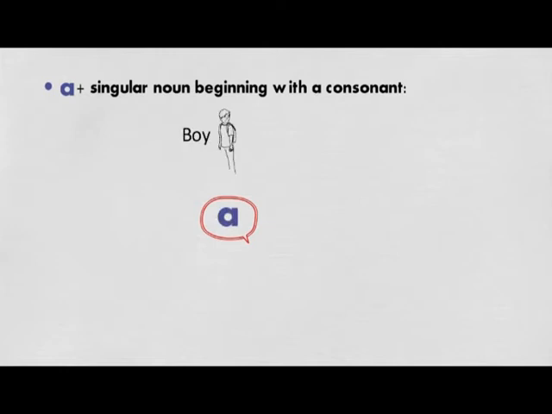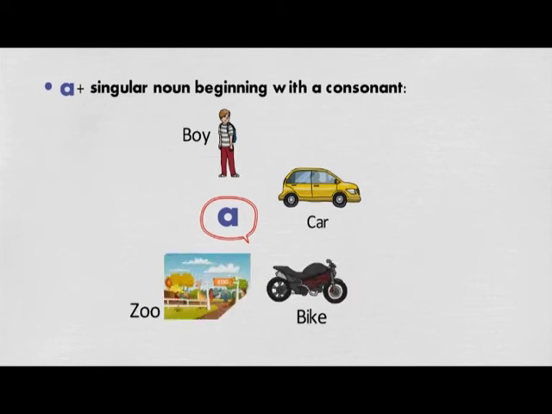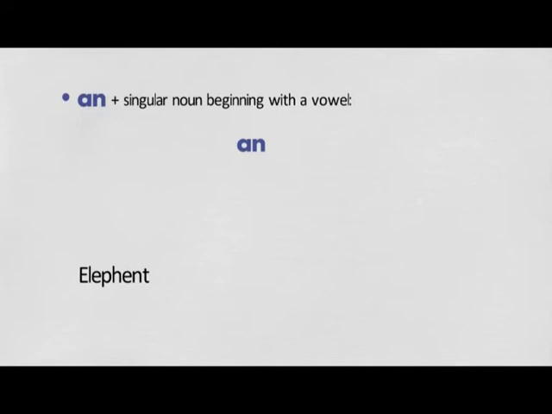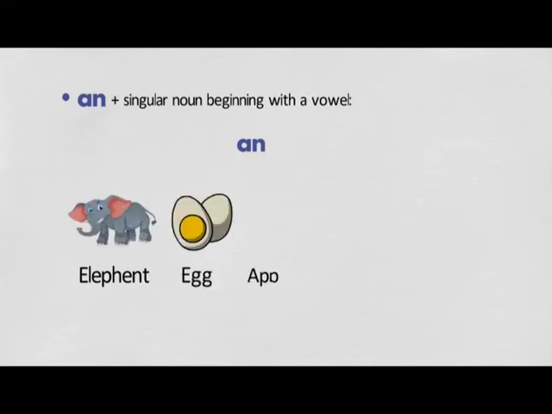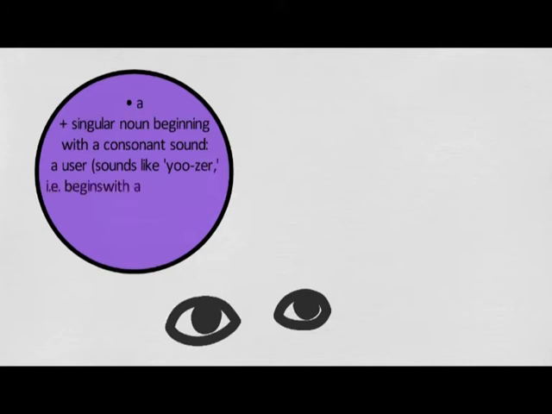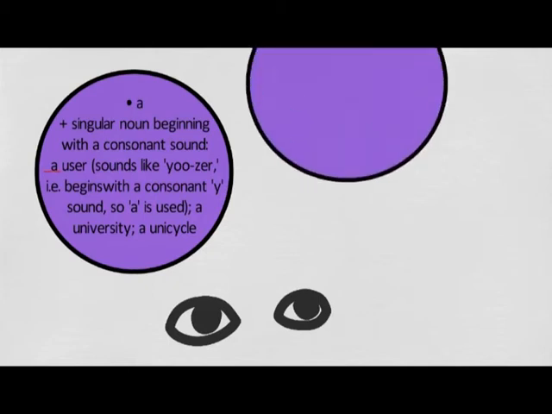A plus singular noun beginning with a consonant: a boy, a car, a bike, a zoo, a dog. An plus singular noun beginning with a vowel: an elephant, an egg, an apple, an idiot, an orphan. A plus singular noun beginning with a consonant sound: a user, sounds like user. In other words, begins with a consonant Y sound, so a is used: a university, a unicycle.